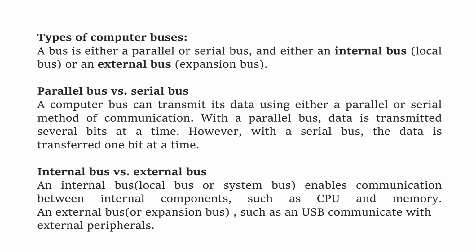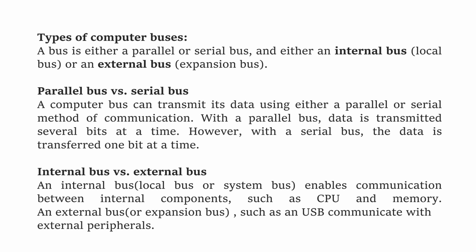Now we can see the types of computer buses. A bus can be either a parallel or serial bus. That is, all the computer buses fall under the category of either parallel bus or serial bus. And the other two types of buses are the internal bus, called the local bus, or the external bus, or expansion bus, we can say.